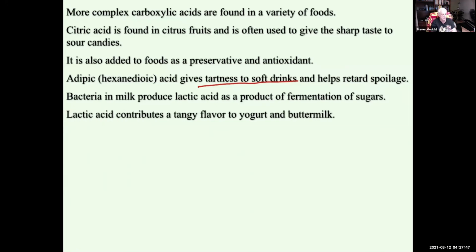Lactic acid contributes that tangy flavor to yogurt and buttermilk, which you have. Okay.